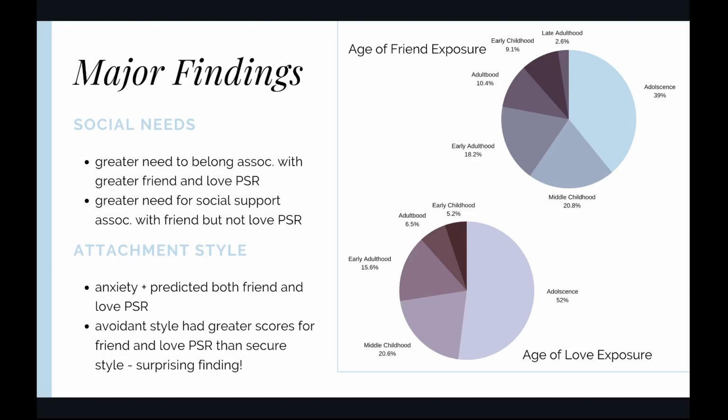Attachment anxiety predicted both parasocial friendship and romance. Like with Study 1, individuals with avoidance style had greater scores for parasocial relationships than secure individuals. This was really surprising because it contradicts previous studies and it shows my results from Study 1 might not have been an artifact from my sample or methodology.